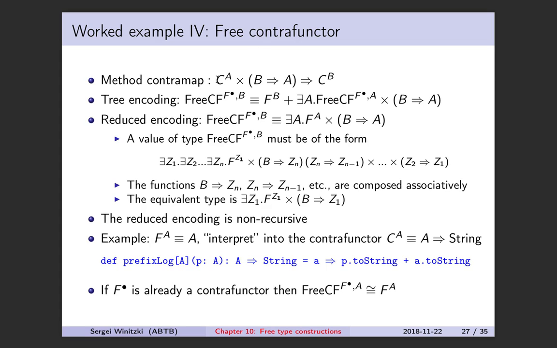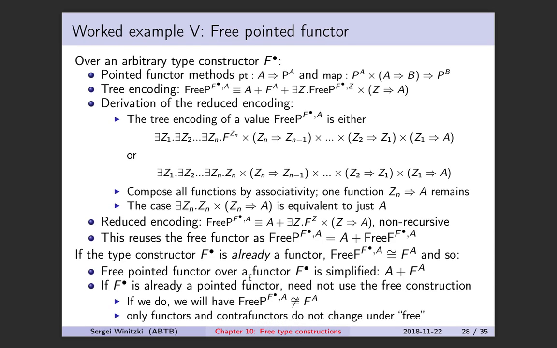And I show how to derive tree encoding and reduced encoding, and I indicate how one might have used a free contrafunctor in practice. The next type class is free pointed functor. I do the same procedure starting from the tree encoding and deriving a reduced encoding, and then I see what happens when the type constructor f is already a functor, how the pointed functor is greatly simplified.